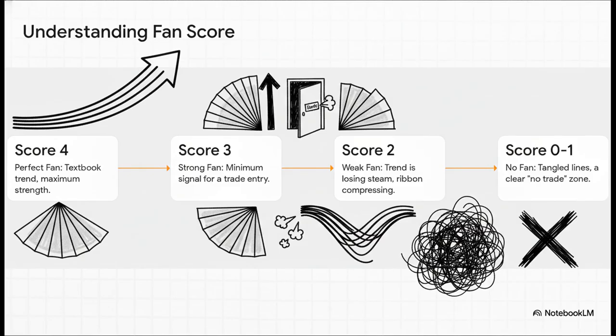But here's the key, the real secret sauce. You don't have to wait for a perfect score of 4. A strong fan with a score of 3 is our green light to start looking for an entry. This is how the strategy aims to get you into a move before it's totally obvious to everyone else.